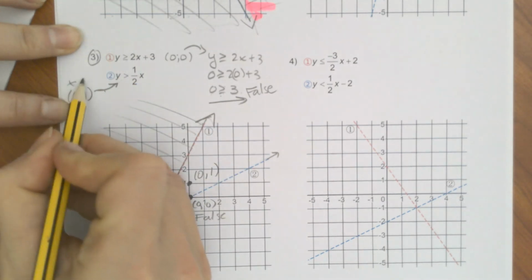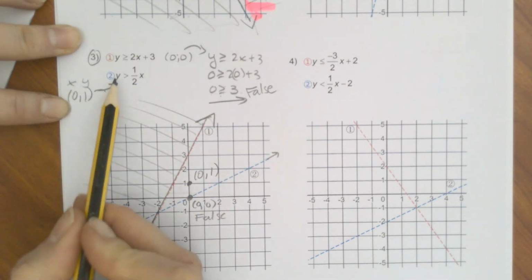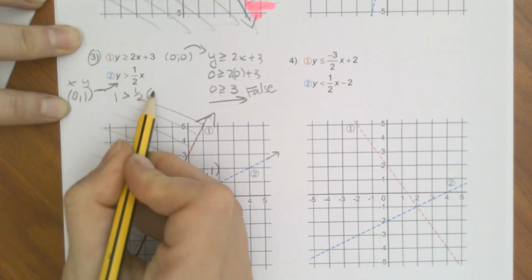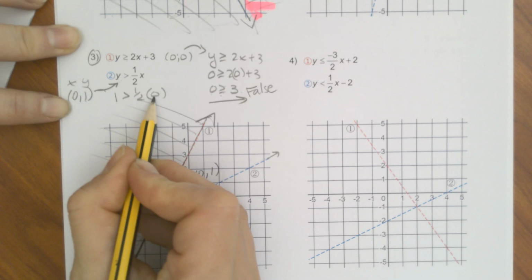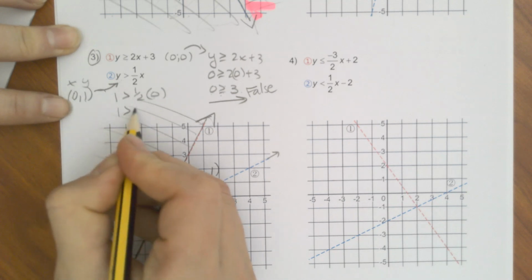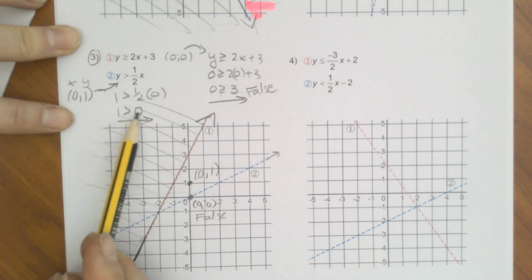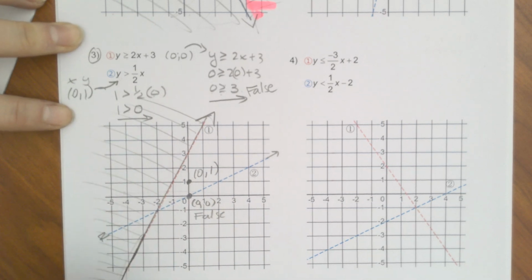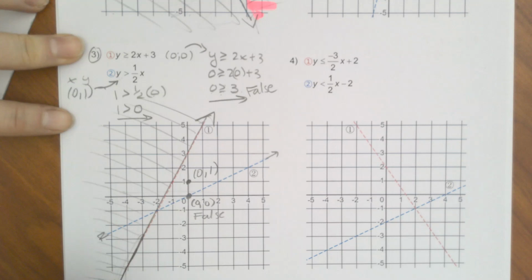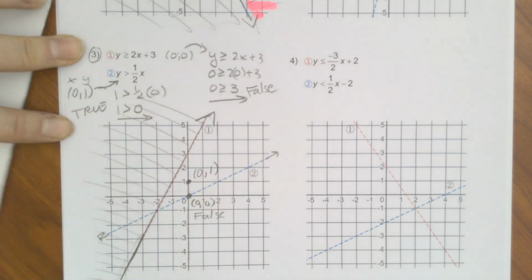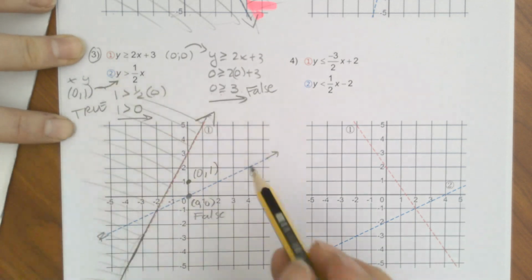So that's x, that's y. So y is 1, so put a 1 here. 1/2 x is 0. What's half times 0? 0. So this says, if I read it this way, 1 is bigger than 0. Yeah, 1 is bigger than 0. That's true.